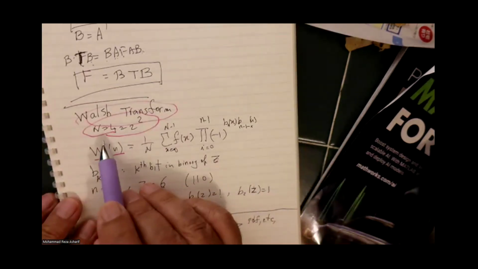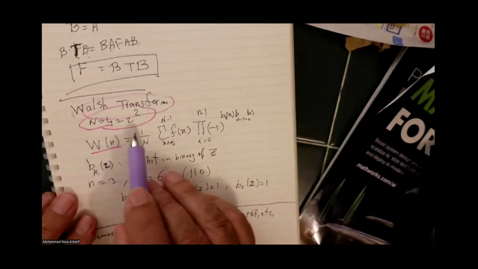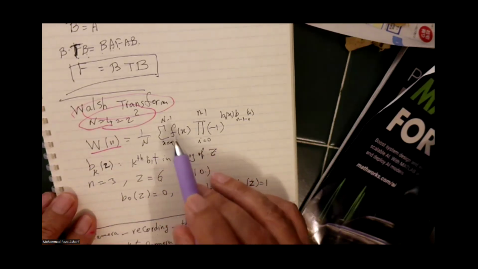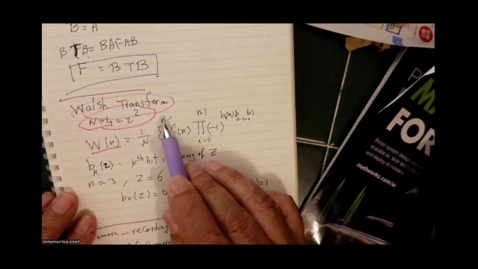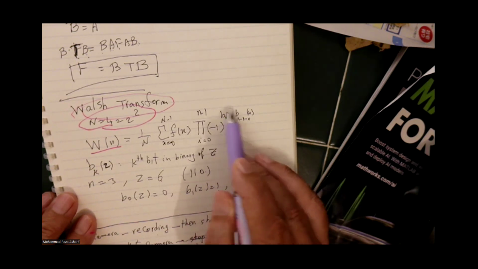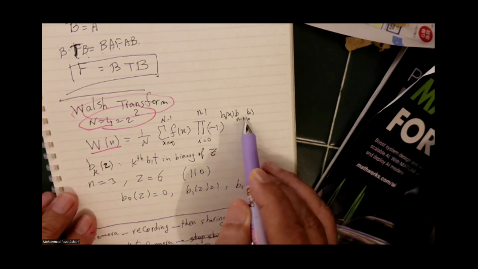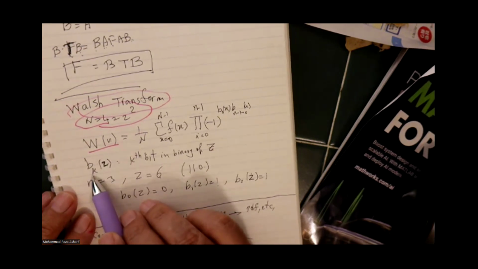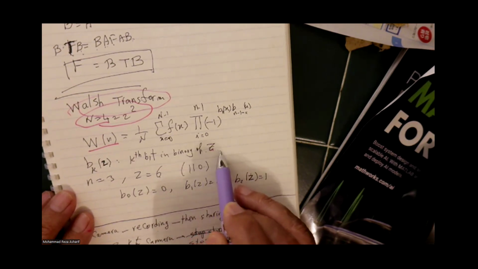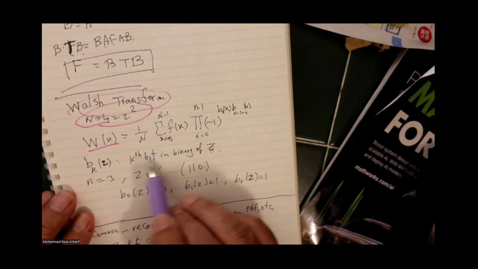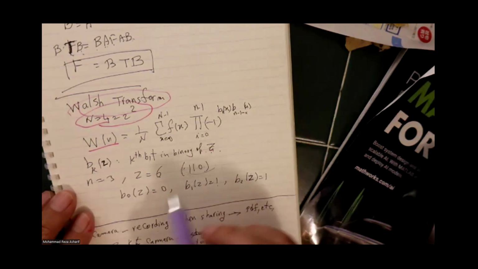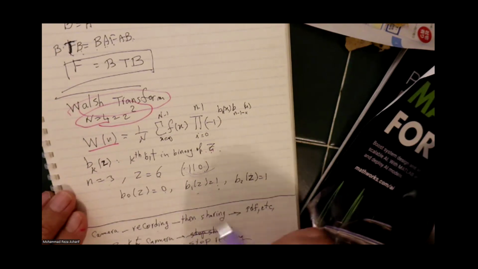For the Walsh transform, for instance, N equals 4 is 2 by 2. Here is the discrete summation from 0 to large N of f(x) times the product of -1 to some power. Here b_k(z) means the k-th bit in the binary representation of number z. For instance, if z is 6, the binary representation is 110, so b0 is 0, b1, and so on.